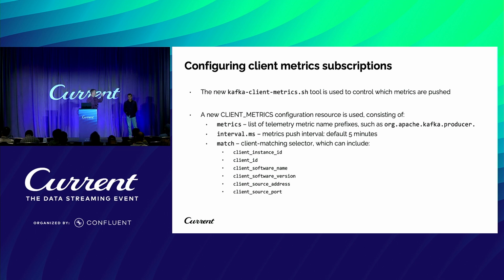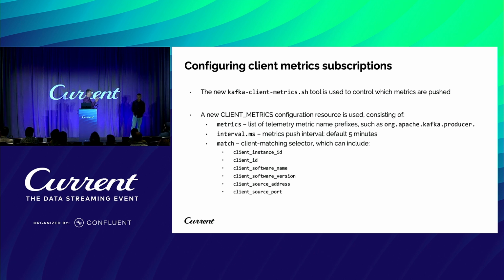So it has this idea of a client metrics configuration resource, and that's the thing you're manipulating with the Kafka client metrics tool. And it has only three attributes at the moment. Metrics, which is the list of metric names, and they are prefix matched, okay? So if I do org.apache.kafka.producer, then I get every producer metric, but I can hone it down.